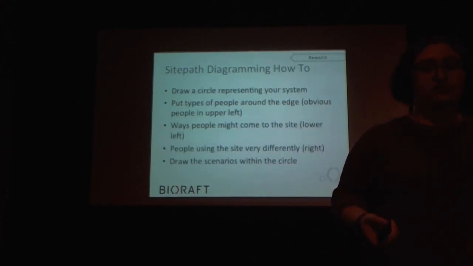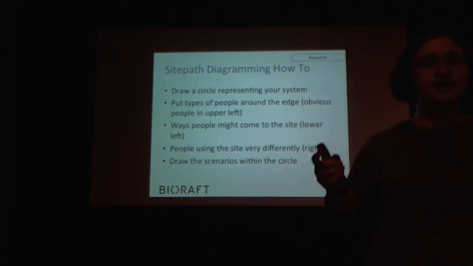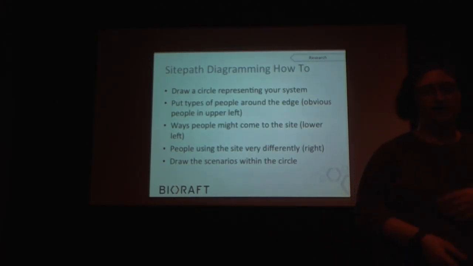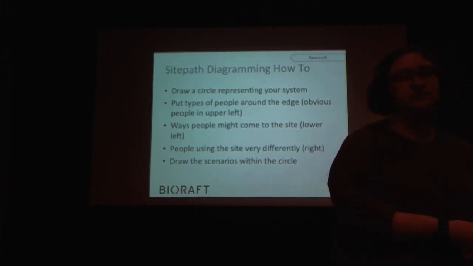So for the how-to, you draw a big circle representing your system. So you've got your in and your out, and then your different types of people around the edge. And then you can see how they're coming into the site, how they're leaving the site, how they're using the site differently, and draw your different scenarios within the circle. Again, this is an earlier high-level stage process.